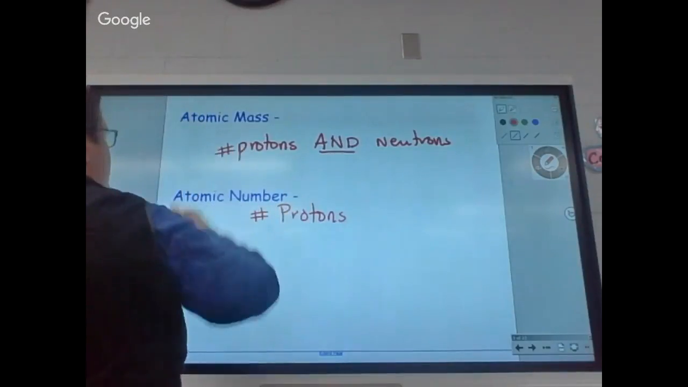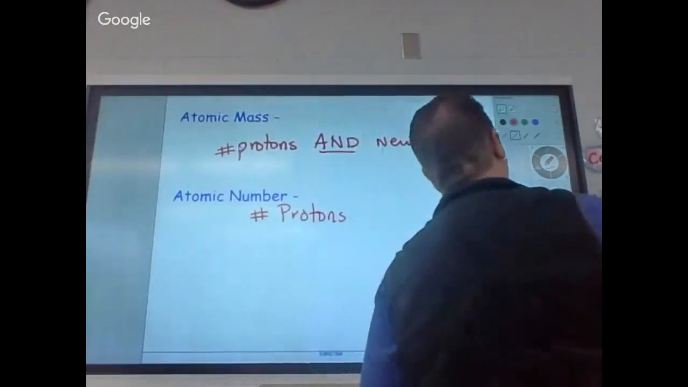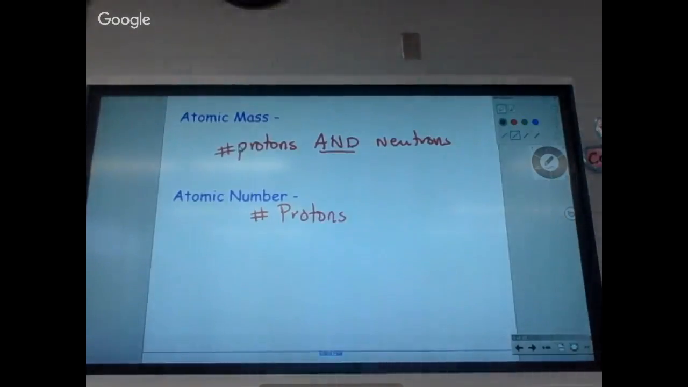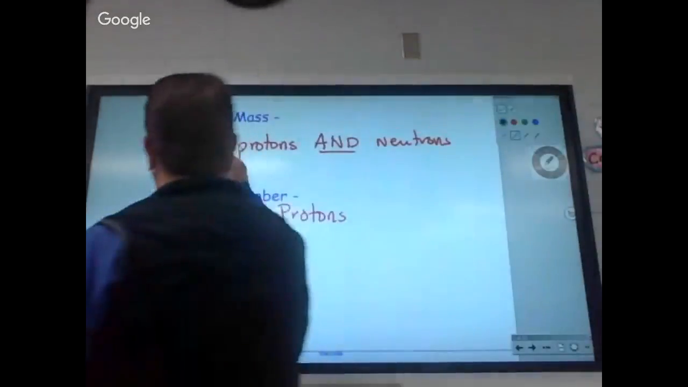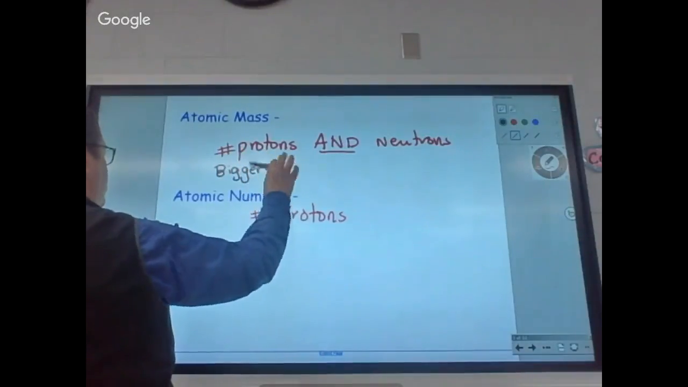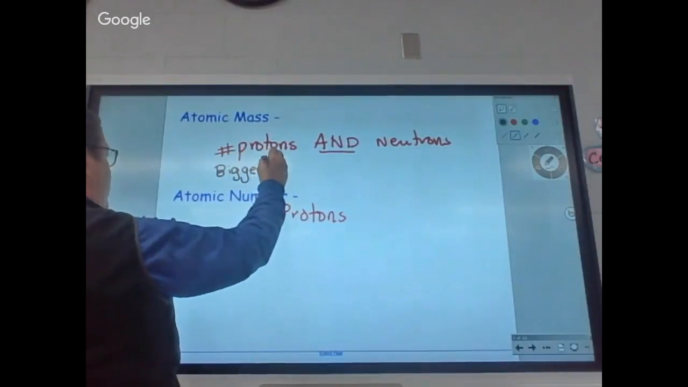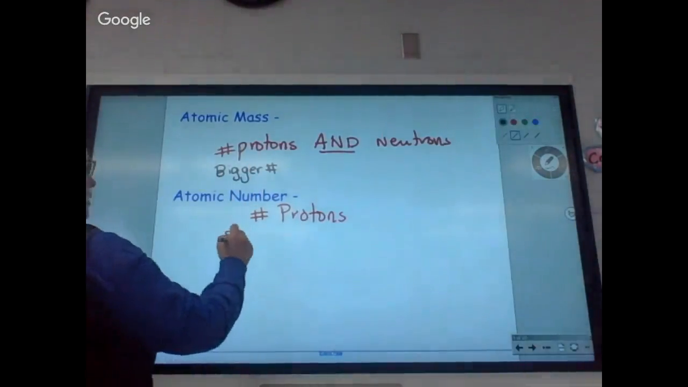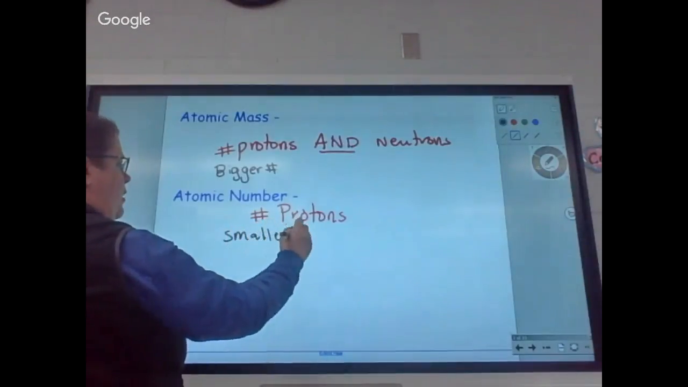Now, yesterday at the end of class, because we said that atomic mass was the number of protons and the number of neutrons, which of those numbers had to be bigger? The one that was 2 particles or the one that was 1 particle? The 2 particles, okay? So the atomic mass is always going to be your bigger number. Now, the atomic number is always going to be the smaller number, okay?